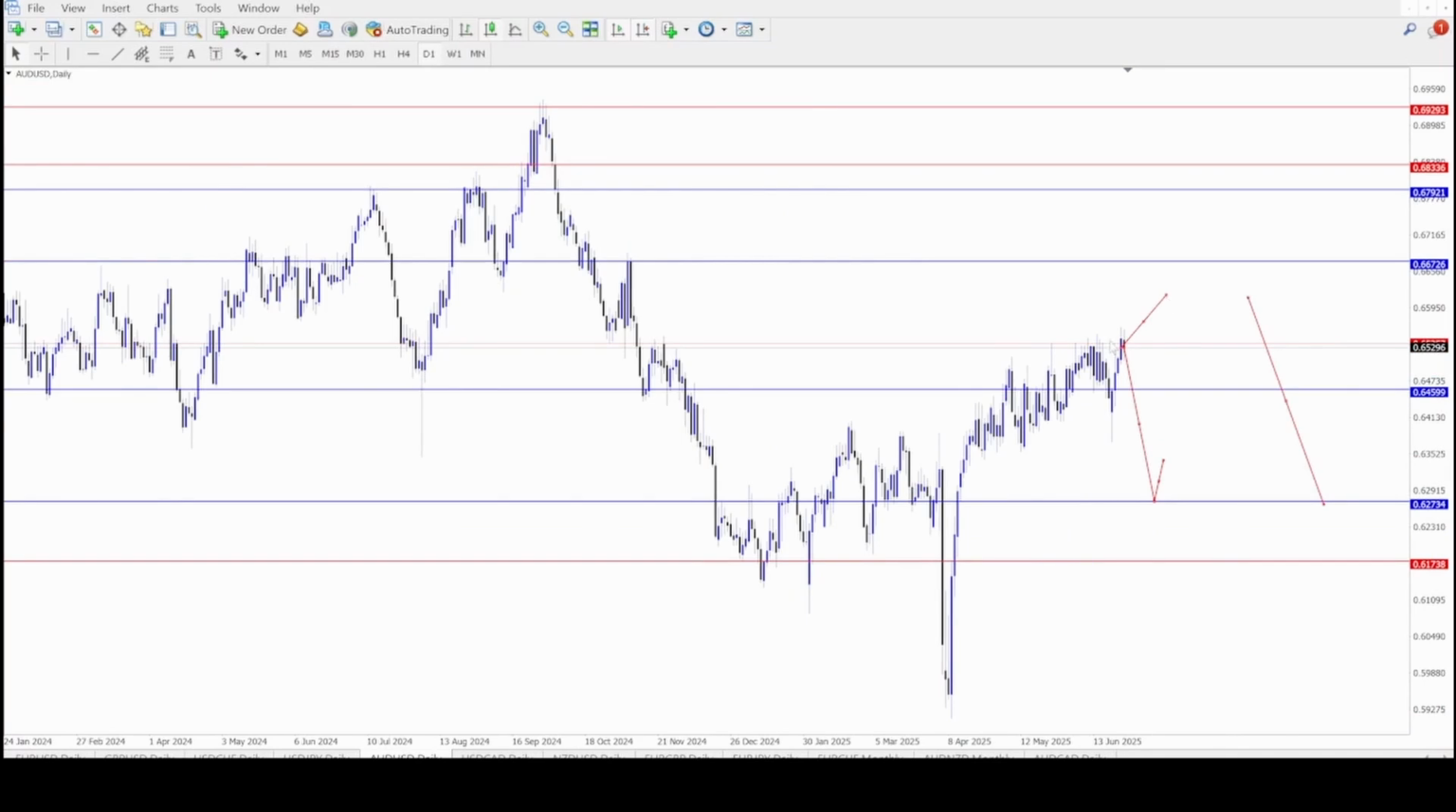So now on the daily, which is our execution time frame, if price comes from where it currently is right now and comes into this zone, which is the 0.66726 zone, and then gives us a bearish day close below that zone, I'll suggest that you go for a sell.